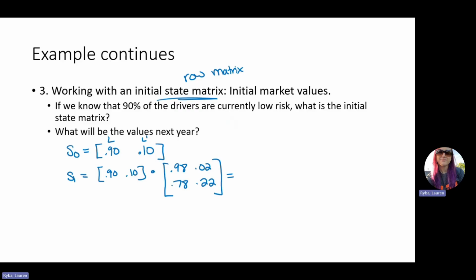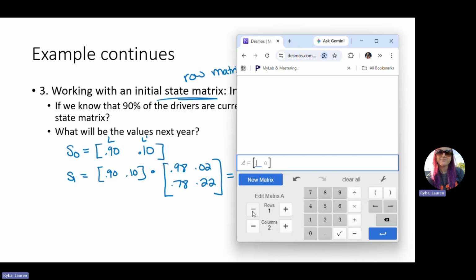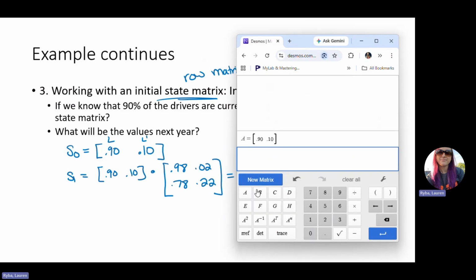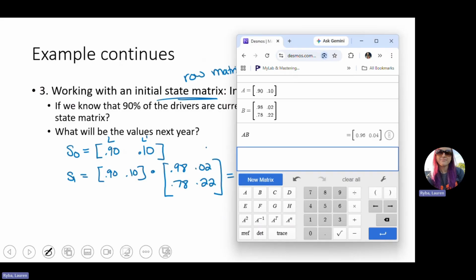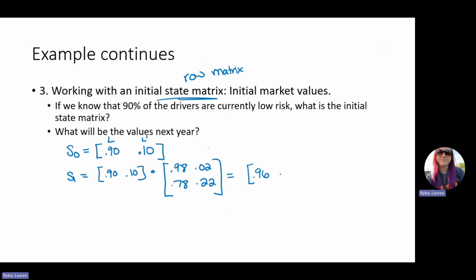Let me grab my matrix calculator quick. All right, so I have a single row, 0.90, 0.10. Then a 2 by 2, 0.98, 0.02, 0.78, 0.22. And then I'm just going to multiply A times B, and it's going to give me my next state. So after 1 year cycle, I will now have 96% without an accident and only 4% with an accident.